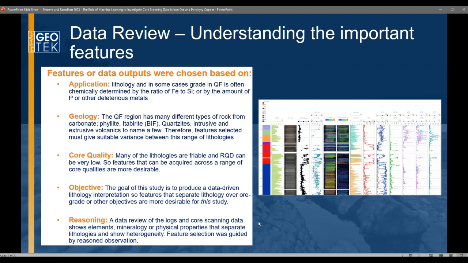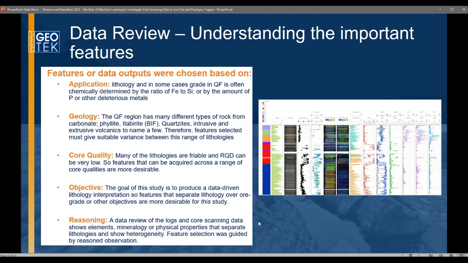We have to bear in mind core quality. Most lithologies here are friable, and RQD can be very low, so we can't necessarily choose parameters that are affected very deleteriously by these very broken up materials. We have to make sure that we have parameters that can be acquired on a variety of different core qualities, because of course, some of these rocks are very economically important, so we must keep this in mind.